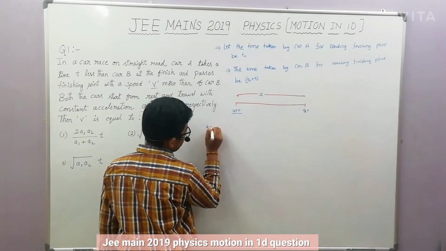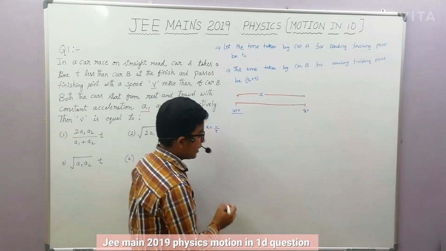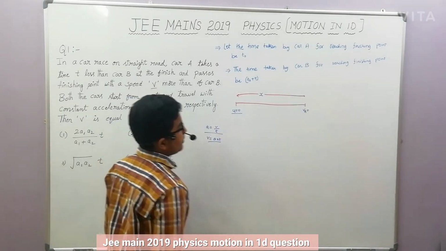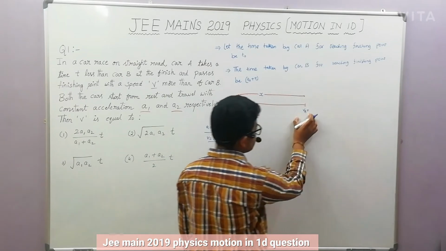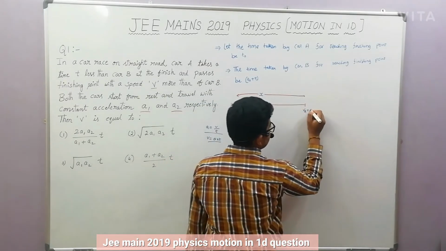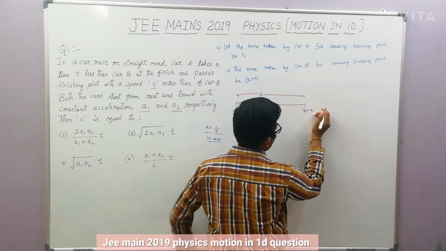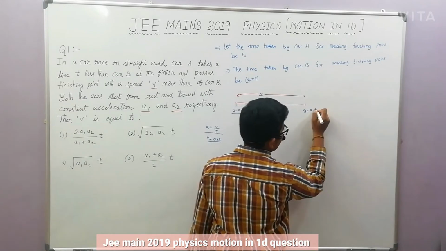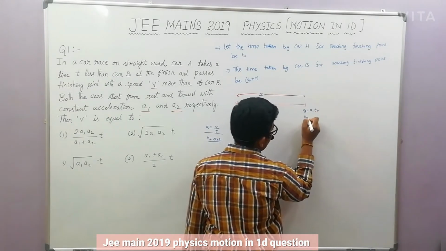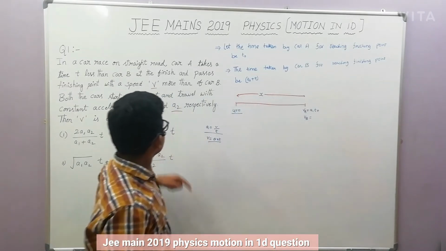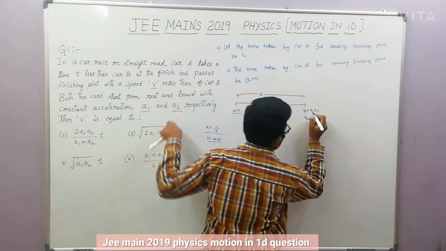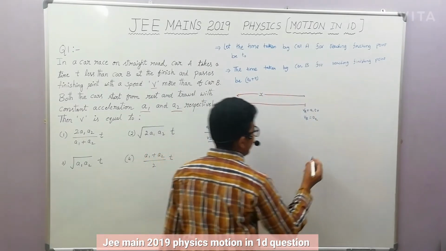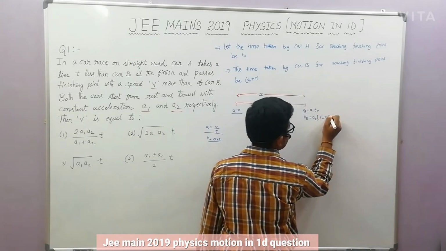Actually, acceleration is equal to velocity by time, right? Here velocity v is equal to acceleration into time. So from here, the final velocity of car A will be acceleration a1 for car A, into t naught, that is the time taken by car A. Now the final velocity for car B is the acceleration of car B, a2, and the time taken by car B is t naught plus t, right?